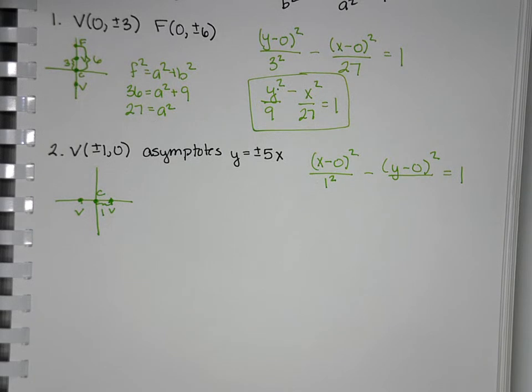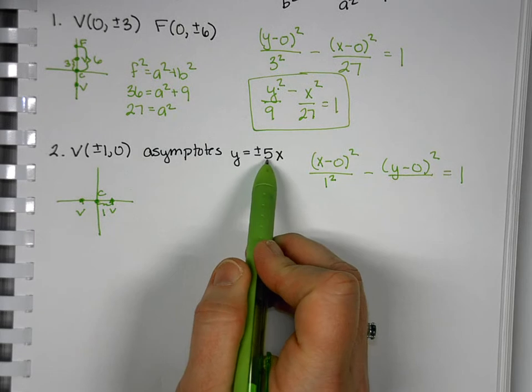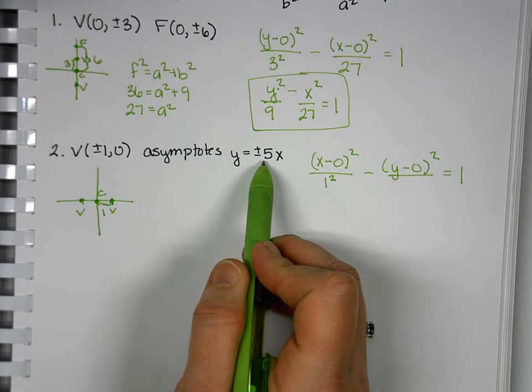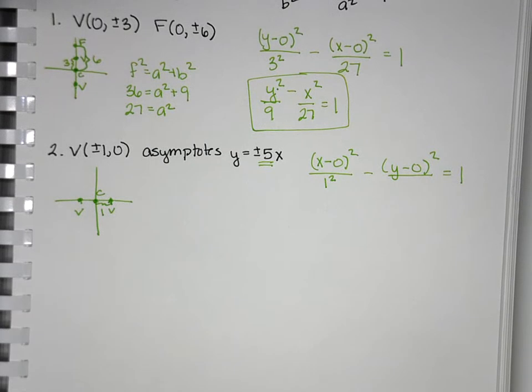Now we have the asymptotes. So I know that my asymptotes have to have a slope of 5 over 1.